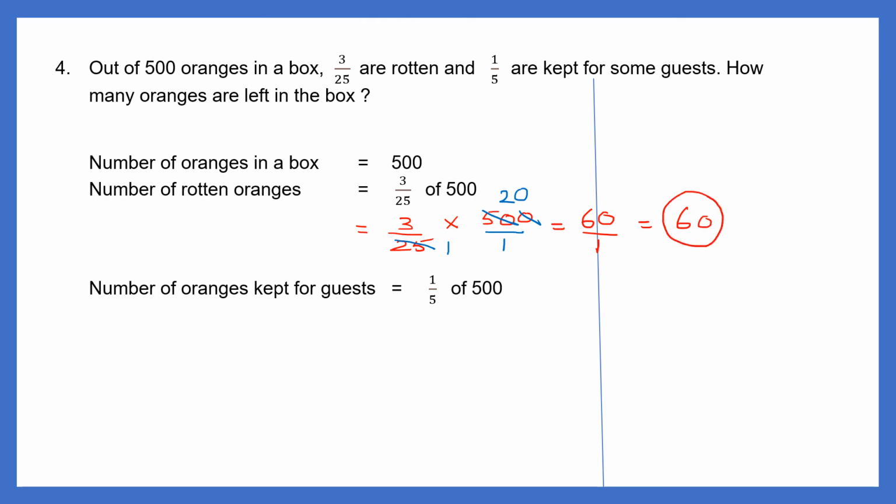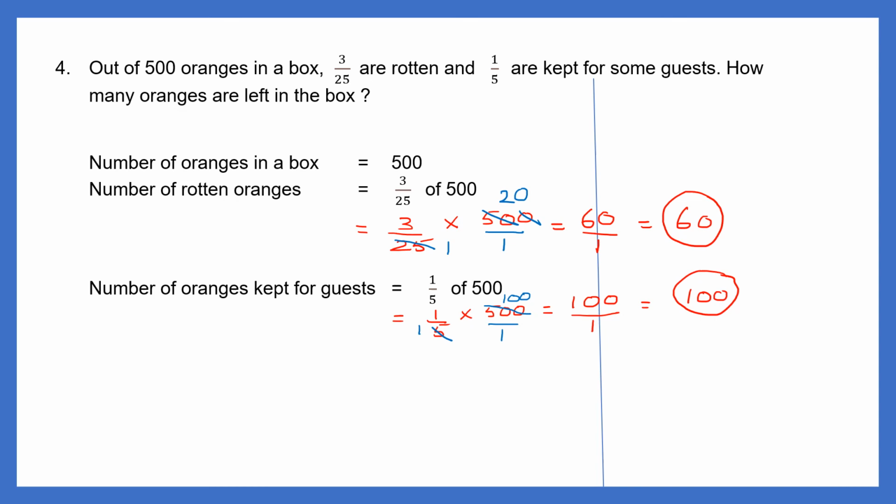Now some are kept for the guests. Let's see how many are kept for the guests. 1/5 of means into 500. So can we cancel something here? Yes, 5 ones are 5. 5 hundreds are 500. So let's multiply the numerators. That is 100 by 1. If you give this a denominator, 1 into 1 is 1. So totally that's 100. So now we know that 60 oranges are rotten and 100 oranges have been kept for the guests.